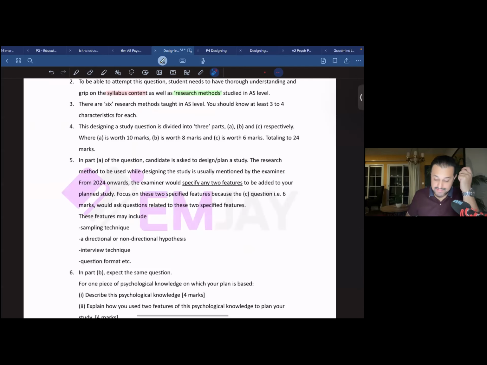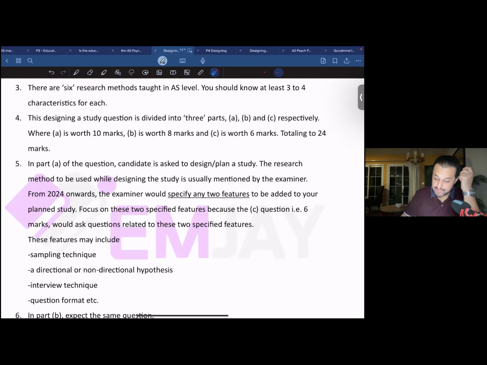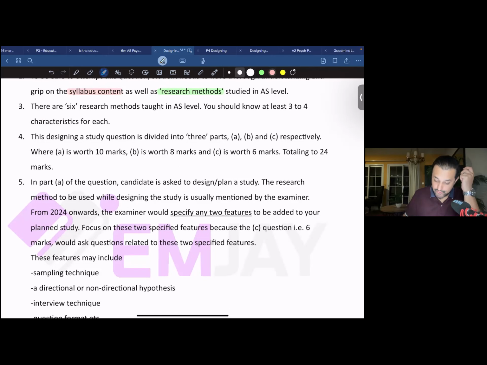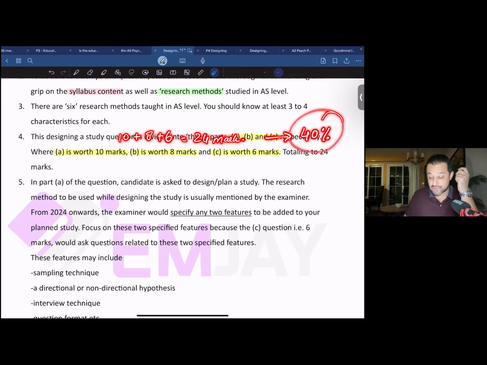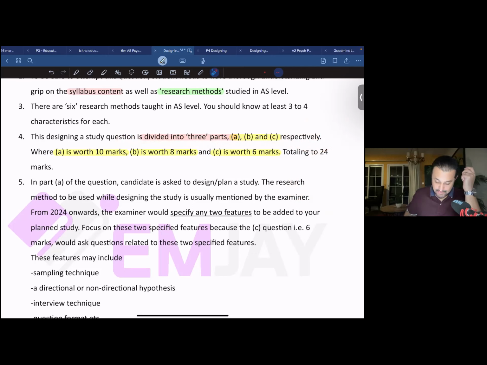Taking this ahead, the designing a study question is divided into 3 parts, namely question A, question B, and question C respectively, where question A is worth 10 marks, question B is worth 8 marks, and question C is worth 6 marks. If you add all of these together, this would make 24 marks in total. And like I said earlier, 24 marks, or in other words, this makes 40% of your entire paper 4, which is quite a lot. Now, we discuss these one by one.